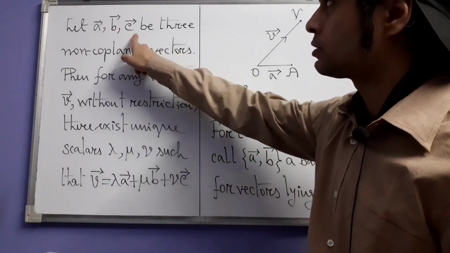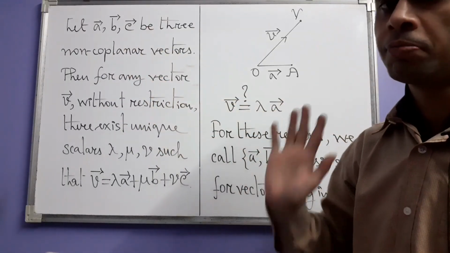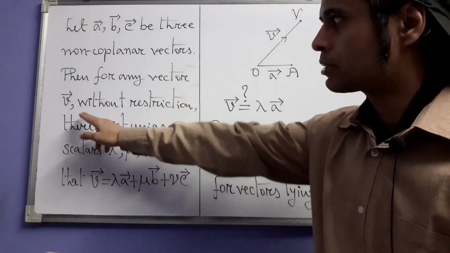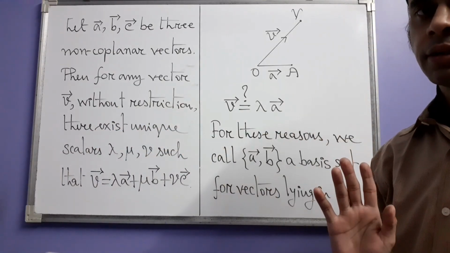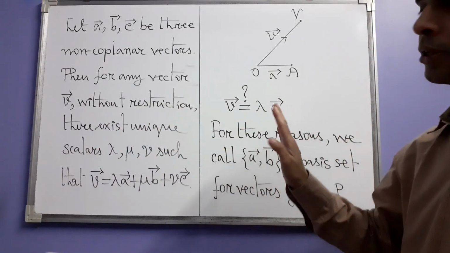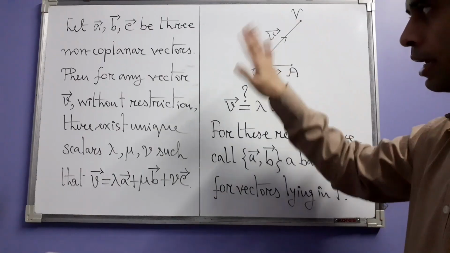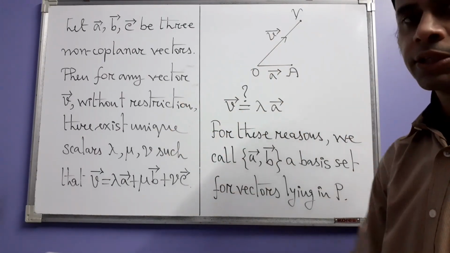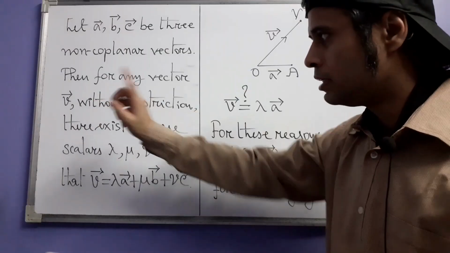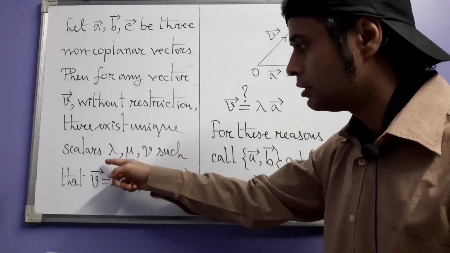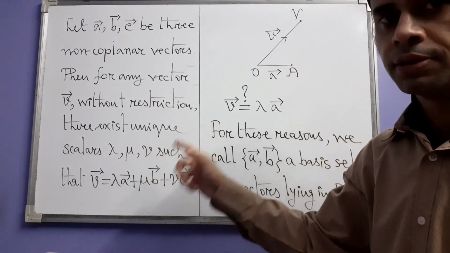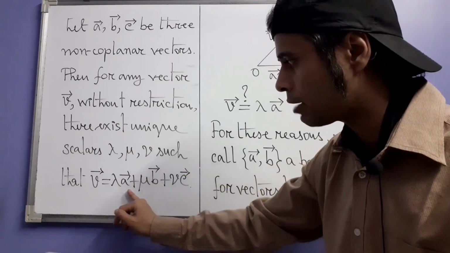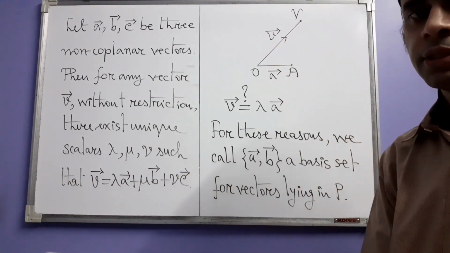Let A, B and C be three non-coplanar vectors this time. Then for any vector V without any restriction (in the previous case we had the restriction of V lying in the plane P, in this case just about any vector in three-dimensional space), there exist unique scalars, unique real numbers, lambda, mu and nu, such that V equals lambda A plus mu B plus nu C.